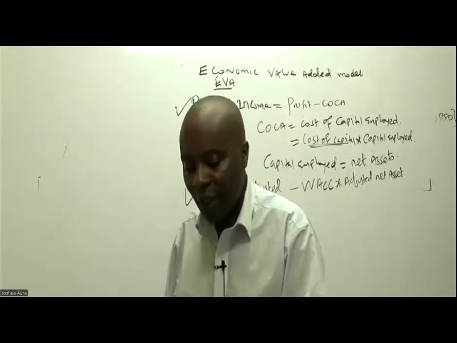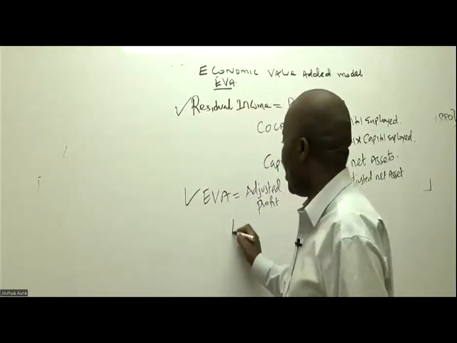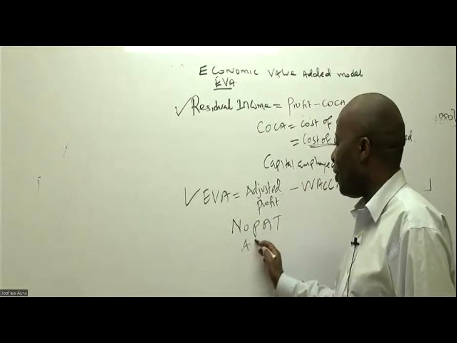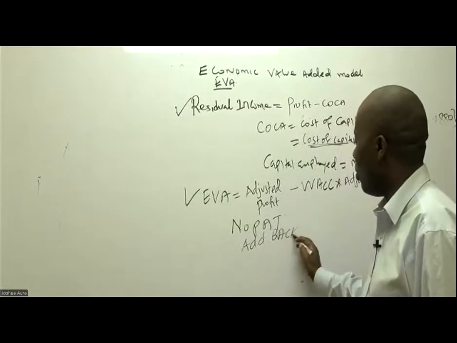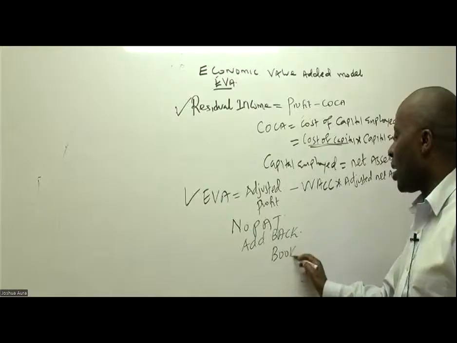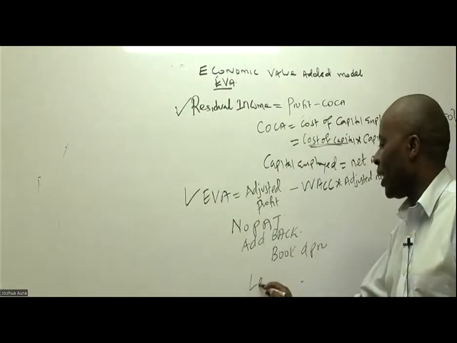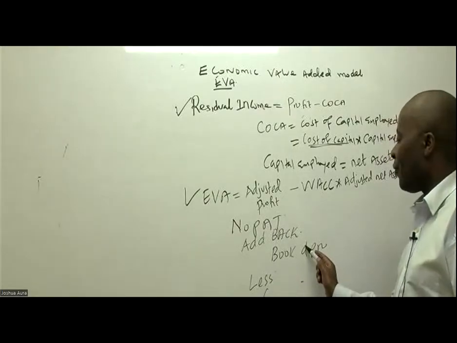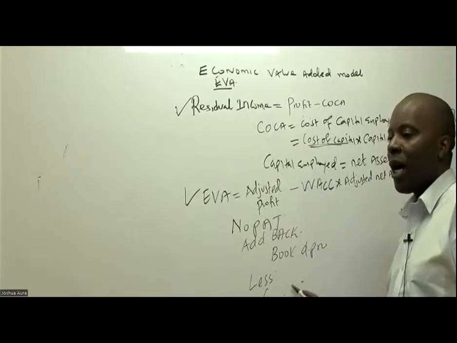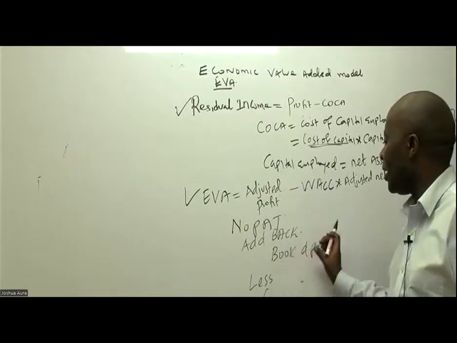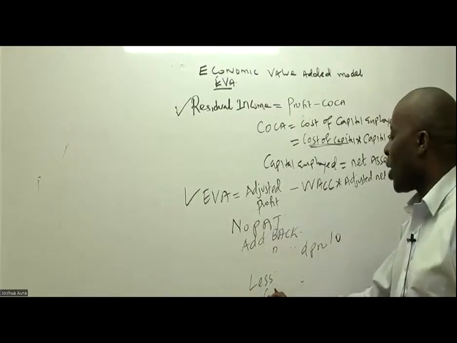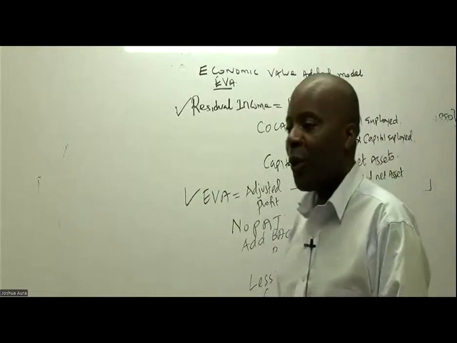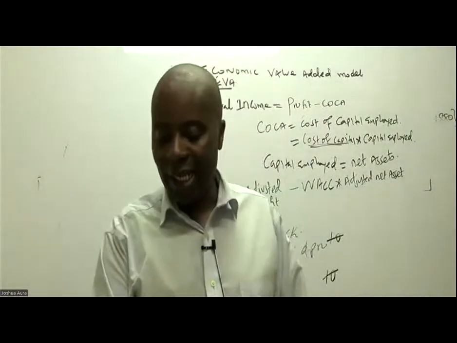So in terms of getting what we call NOPAT, net operating profit after tax, what shall we be doing? We shall add back this book depreciation, and then we shall less the economic depreciation. What if the two are the same? When they are the same, say you add back depreciation of 10 and then less economic depreciation of 10, they will cancel out. So when they are the same, we don't pass any adjustment.